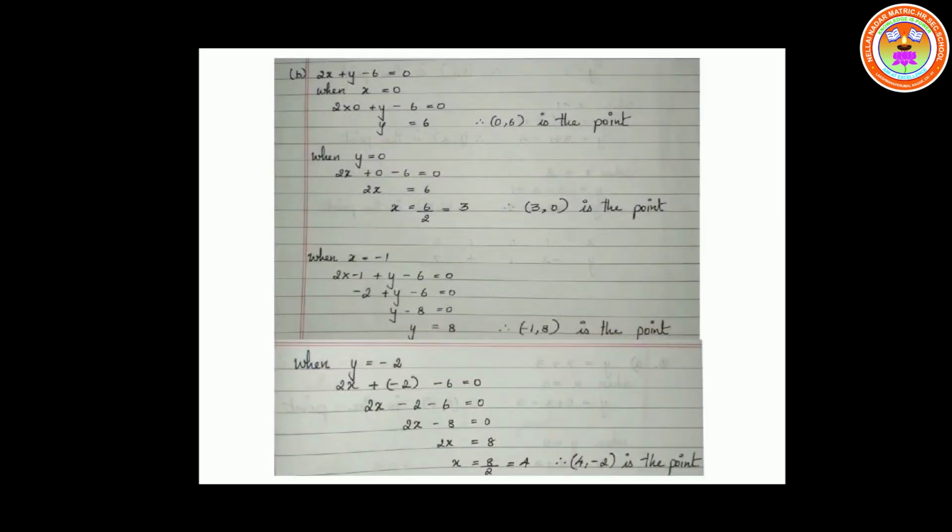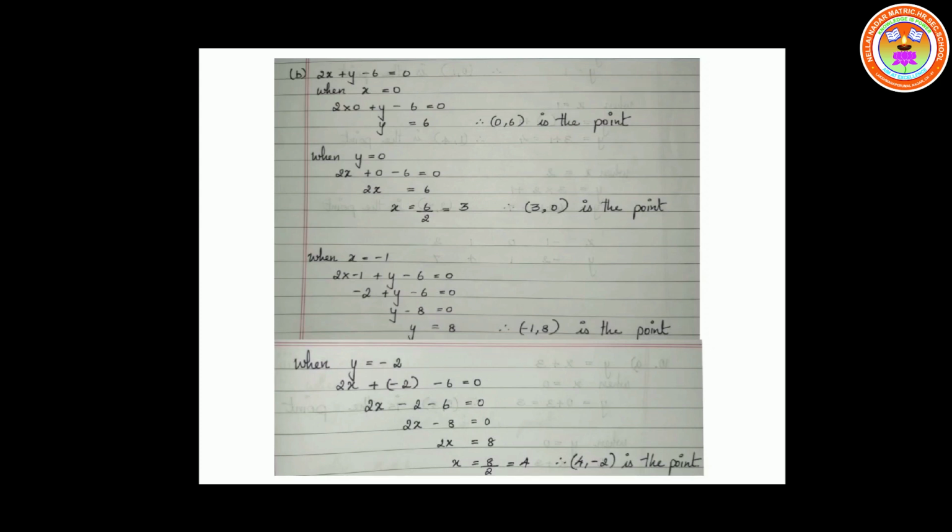Okay. Next, b: 2x plus y minus 6 is equal to 0. So when x is equal to 0, I have to find the value for y in this equation. Substitute x is equal to 0 in this equation. So 2 into 0 plus y minus 6 equal to 0. So it becomes 0 plus y, that is equal to 6. Therefore y is equal to 6. So when x is 0, y is 6.